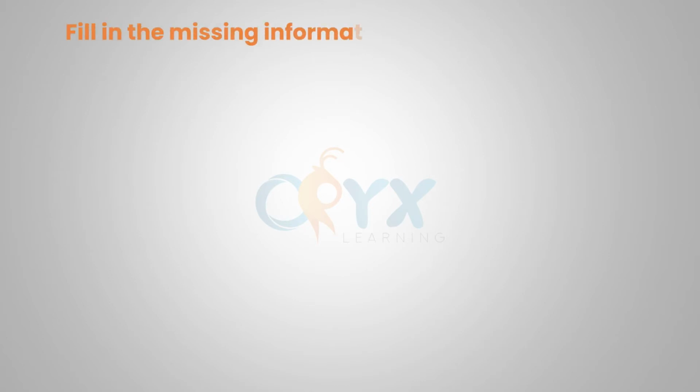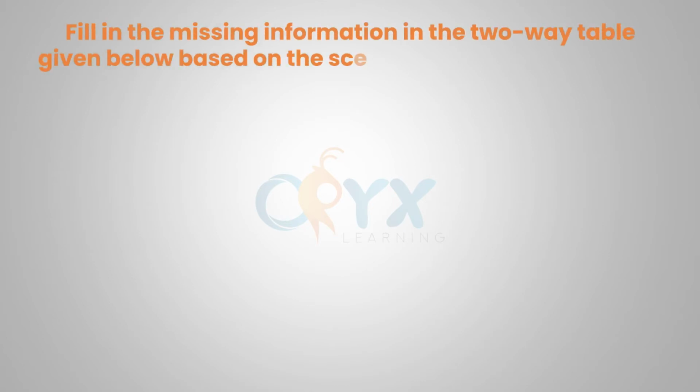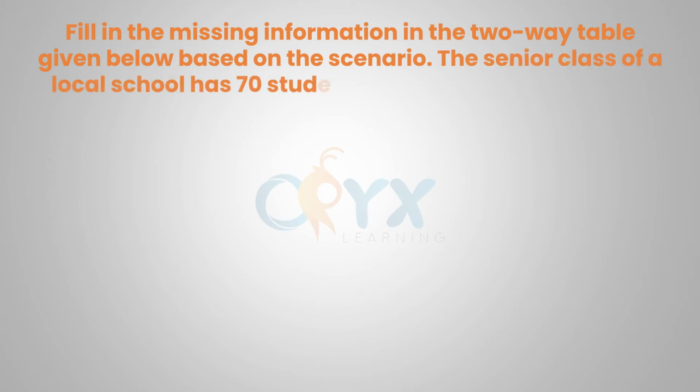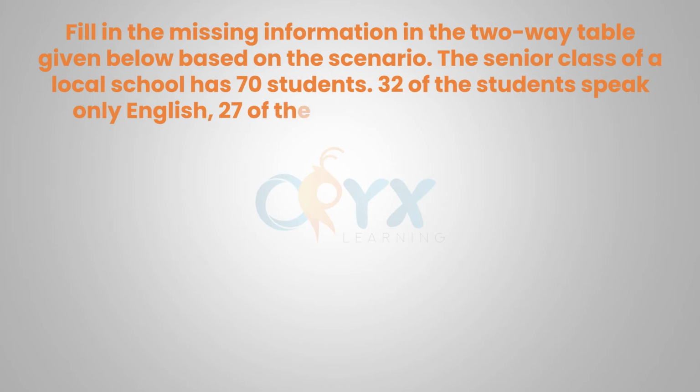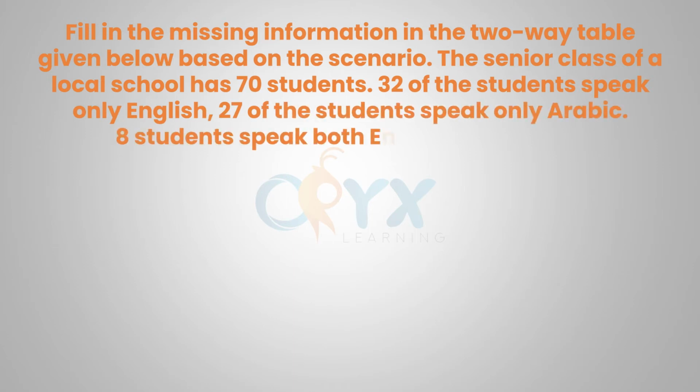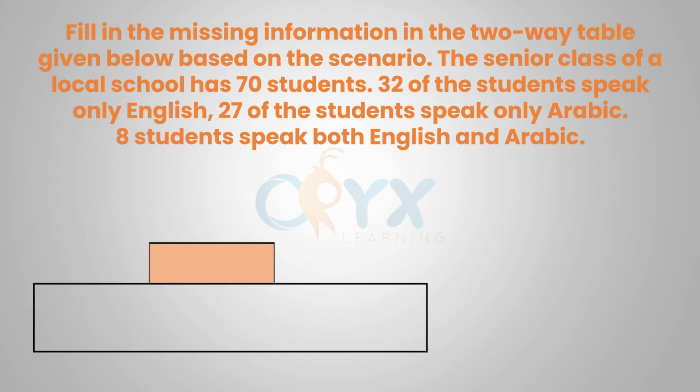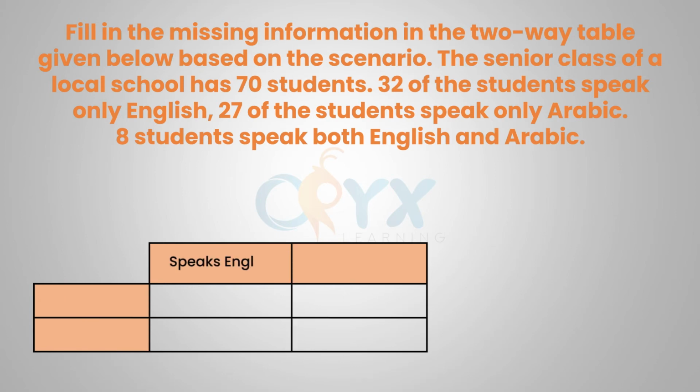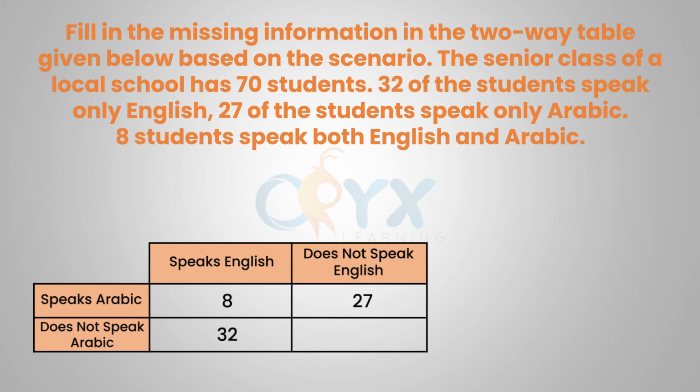Fill in the missing information in the two-way table given below based on the scenario. The senior class of a local school has 70 students. 32 of the students speak only English, 27 of the students speak only Arabic, and 8 of the students speak both English and Arabic. As we can see, 3 of the 4 values are filled in. If we know the school has a total of 70 students, we should subtract the values given from 70 to get the total remaining in the blank. So 70 minus 8 minus 27 minus 32 will leave us with 3 students. So there are 3 students that do not speak English or Arabic.